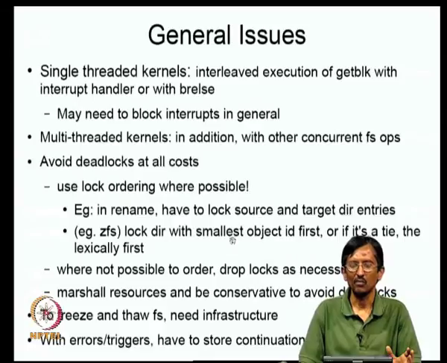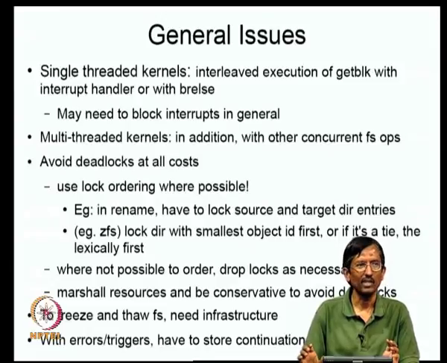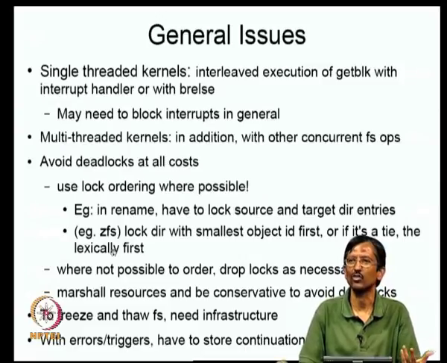You basically lock the directory of the smallest object ID first. These are numbers, it does not matter what it is, just take the smallest ID. You take the lock on it first, followed by the one with the higher number. If it so happens that your rename actually has the same directory, because I can always rename a file in one directory to be some other name in the same directory, that means that the source and target will be the same, there is a tie. Therefore, you have to figure out the name of the thing, which one is going to be earlier. So, you have to have some kind of mechanism.